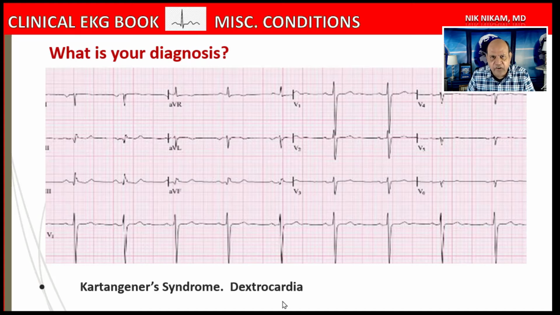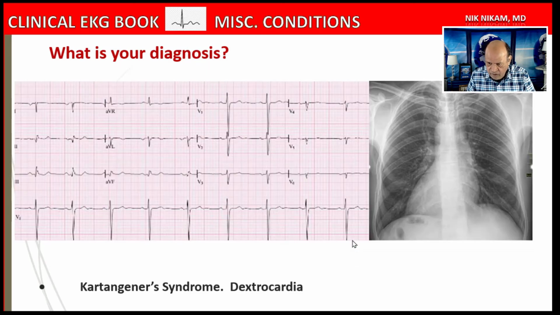It is dextrocardia. If something looks reversed, then think about dextrocardia. This is a Kartagener syndrome characterized by rightward axis, loss of R waves in the left chest leads, and always if something looks reversed, think about dextrocardia. Here's a chest x-ray showing an example of a dextrocardia and the same electrocardiogram here.